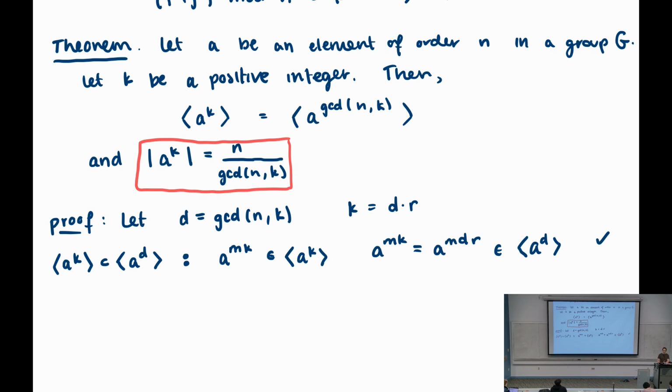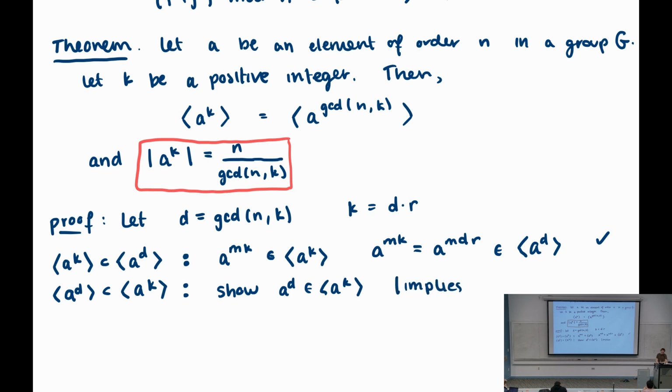The other containment is harder, so let's do that one. So now we'll show that A to the D is contained in A to the K. The way that I'm going to do this is to just show that A to the D is in A to the K, and then that implies that automatically any other power will also be in A to the K, since this subgroup generated by A to the K is a group. So we have closure.